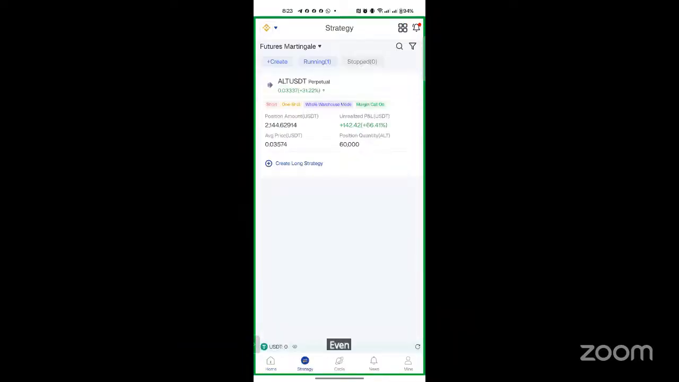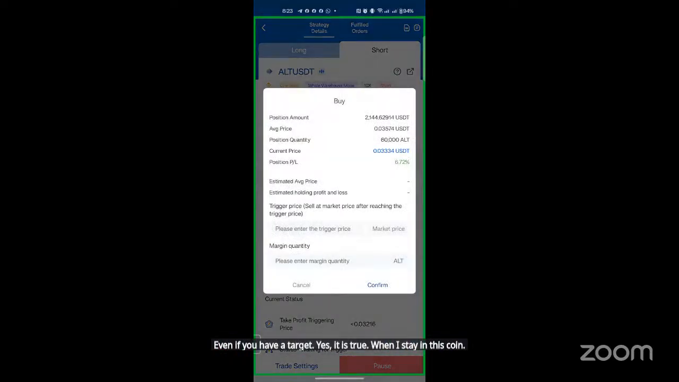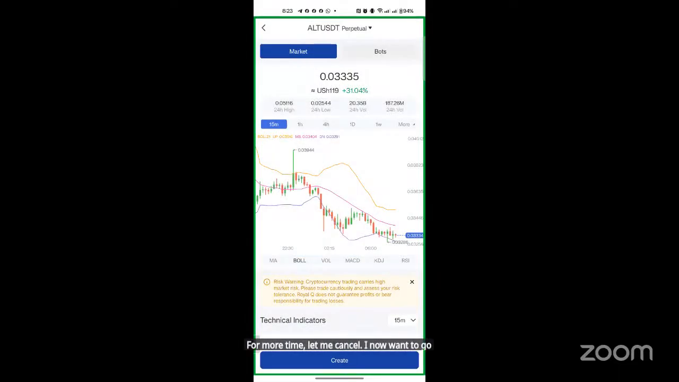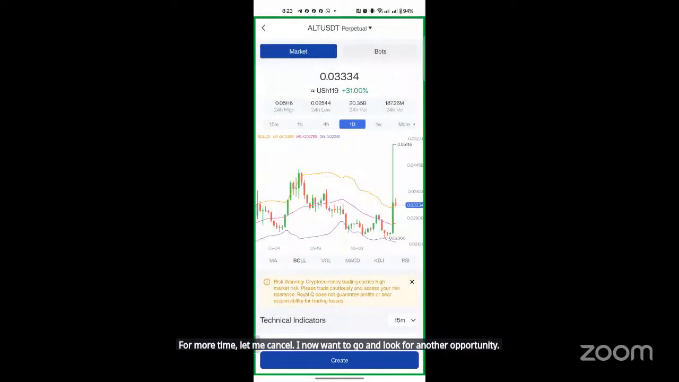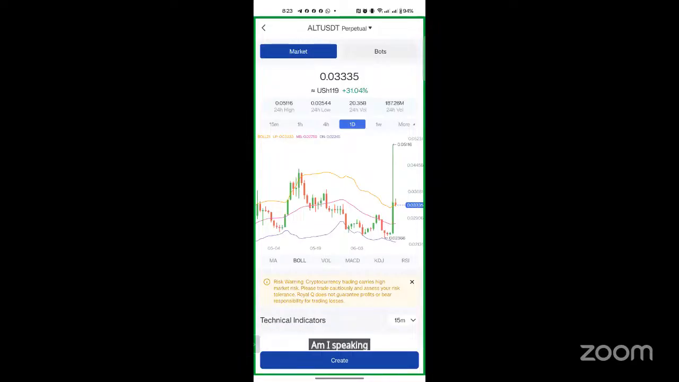even if you have a target, yes, it is true. When I stay in this coin for more time, let me cancel. I now want to go and look for another opportunity. When I stay in this coin for a longer time, there are higher chances that this coin could continue going down.